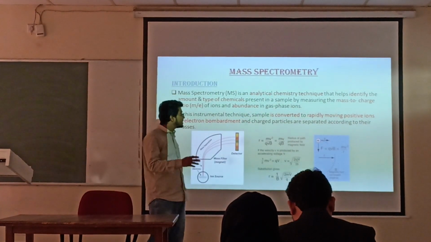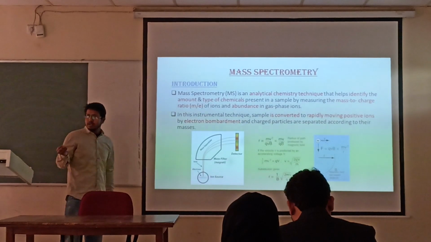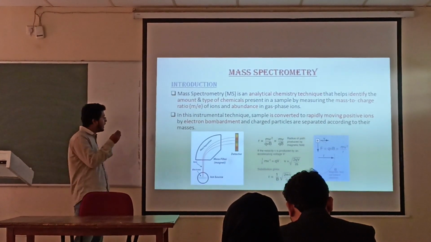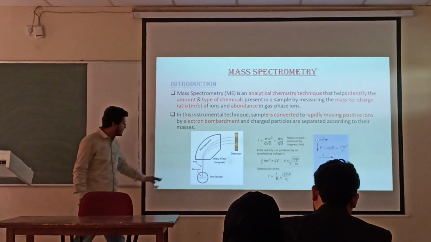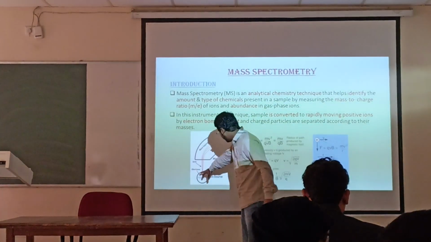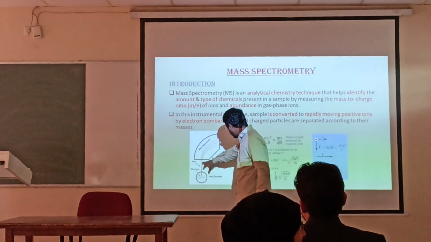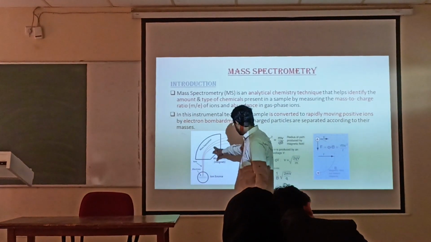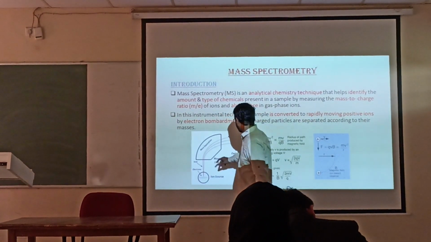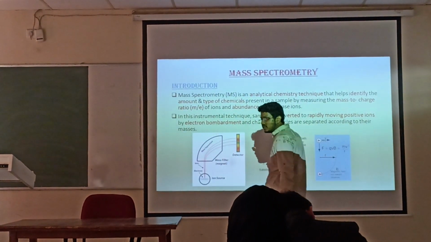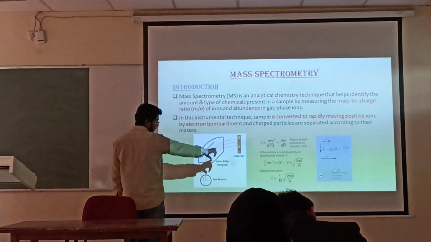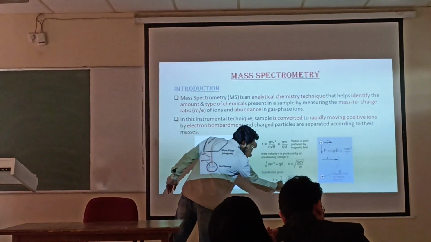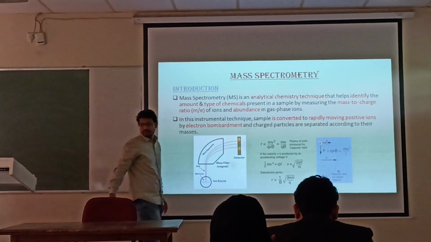In this technique, samples are converted into positive ions, you can say cations, by electron bombardment. You can see here that electrons are bombarded on the samples and ions are formed. Ions are analyzed through this mass filter. There are some formulas that are used to calculate the ratio of m/q in relation with the radius.